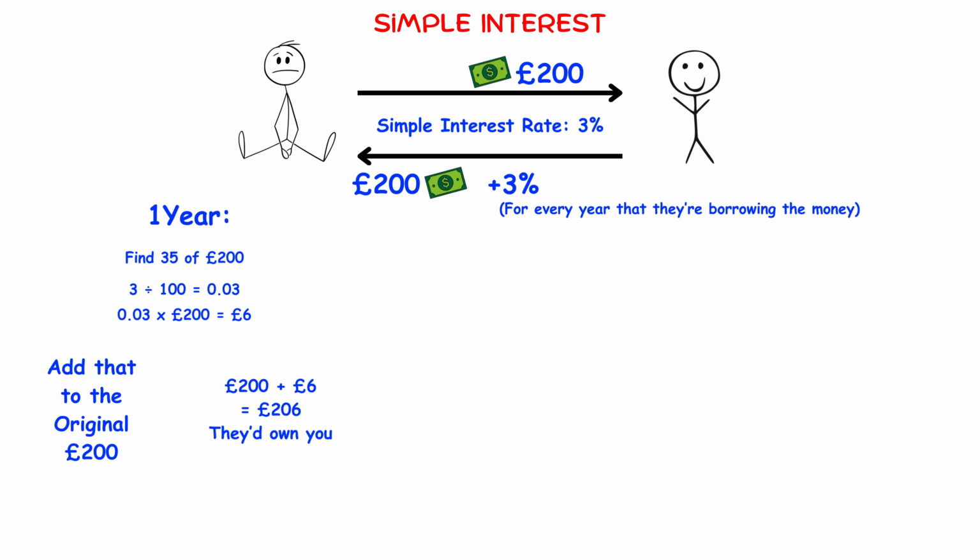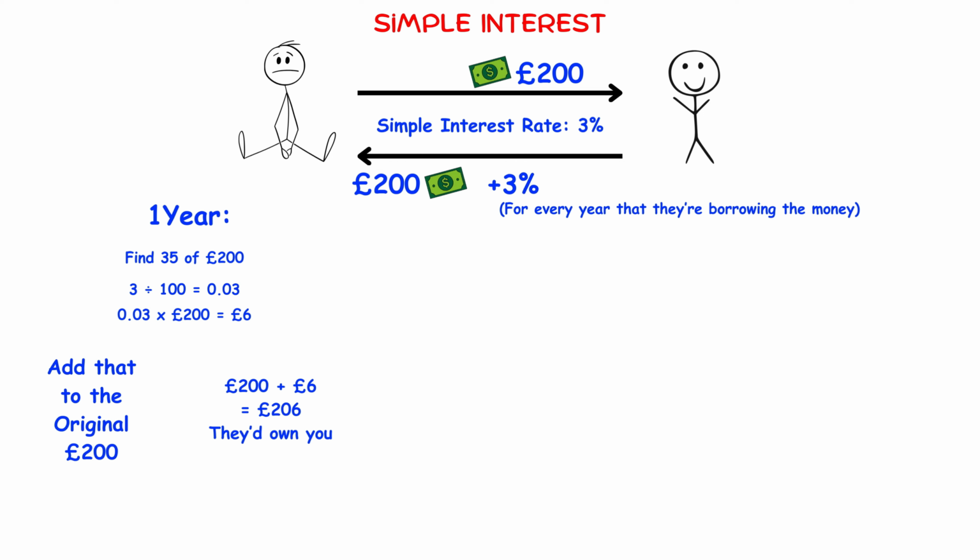In today's video, we are going to explore the concept of simple interest and learn how to calculate it effectively. To understand how simple interest works, let us consider a practical scenario. Imagine that you have £200 in savings and you decide to lend this money to someone at a simple interest rate of 3% per year.